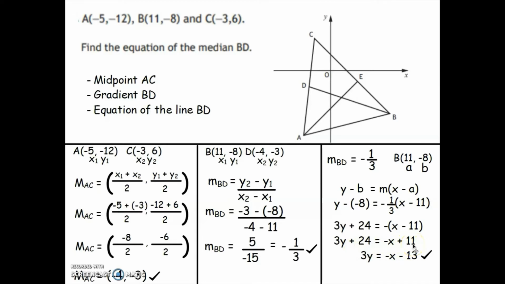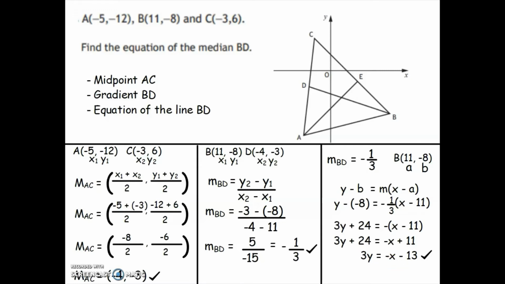We can then subtract the 24, given 11 minus 24 is equal to negative 13, so 3y equals negative x subtract 13. And that is the equation of the median BD. Some of the numbers involved there are quite tricky, but the process remains the same.